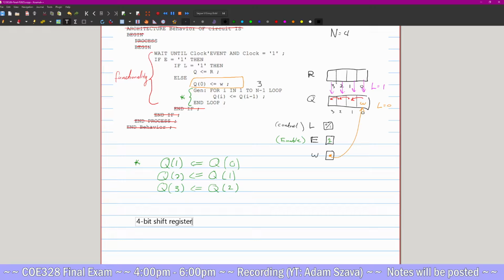L usually stands for load, to load in a value. So what we're saying is that this is a 4-bit shift register with W as the input bit.